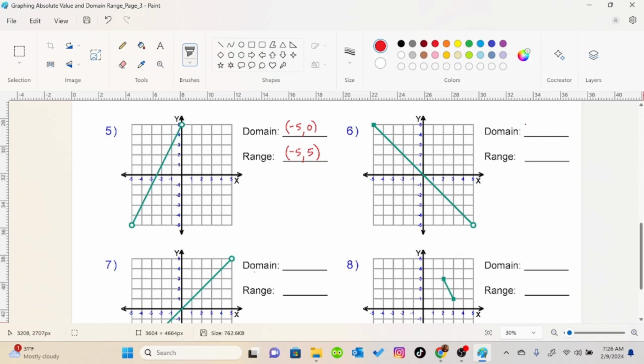Number 6, the domain x starts at -5. It is included because of the solid point until 5, which is not included because of the empty point. Our range, y starts at -5, not included because of the empty point, and goes until y equals 5, included because of the solid point.